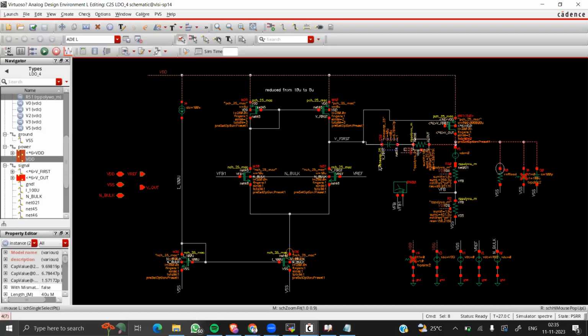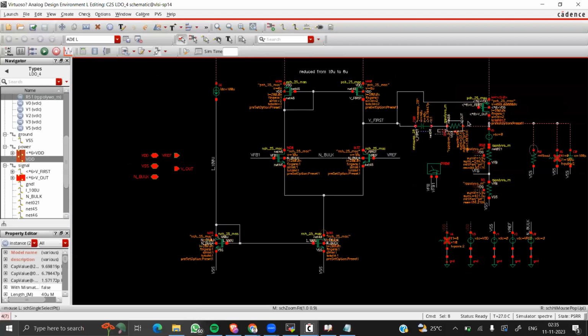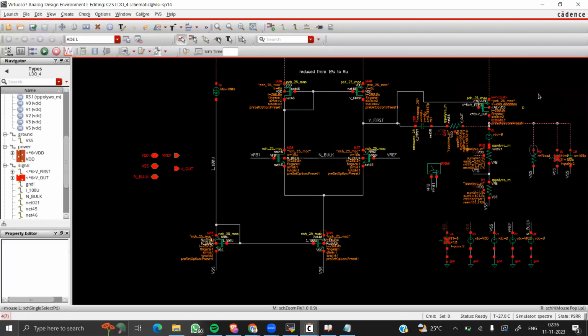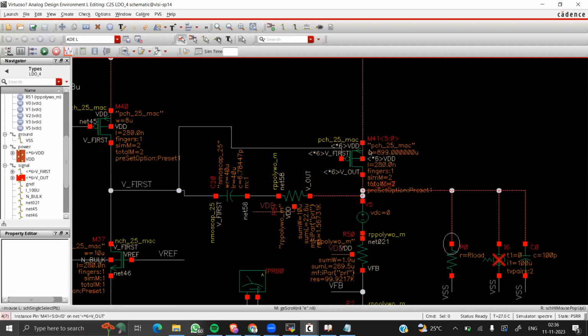Hence, we get a good phase margin. How do we design this PMOS pass transistor? What are the constraints on designing the PMOS pass transistor? First of all, the main and major constraint is the dropout voltage. The current scenario takes into consideration a dropout voltage of 200 millivolts.